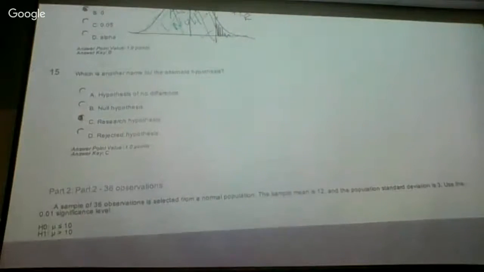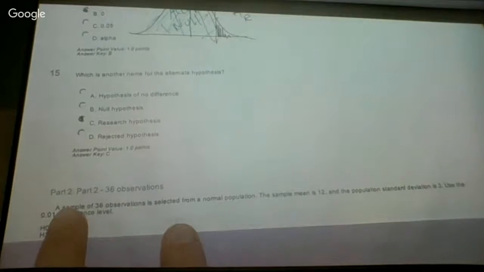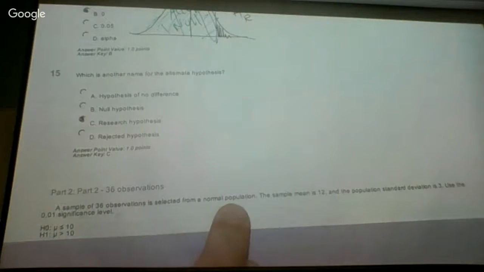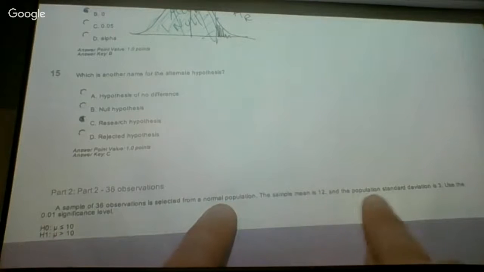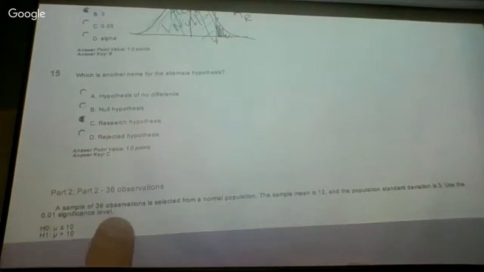So what we have for this first problem is the following information. A sample of 36 observations selected from a normal population. We know that the sample mean is 12, the population standard deviation is 3, and we want to use the 0.01 significance level to test that set of hypotheses.